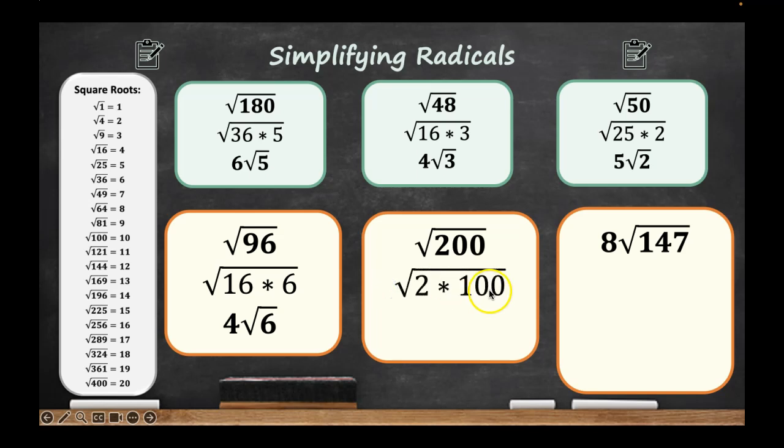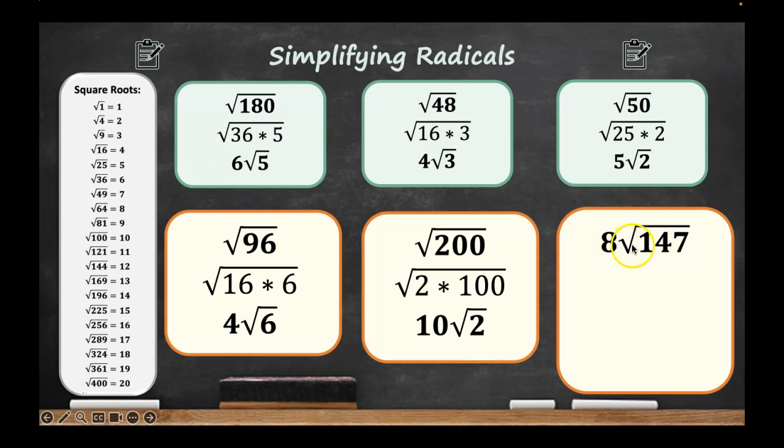We know the square root of 100 is 10, so I can rewrite this as 10 square root of 2. And where the 2 comes from: I keep dividing until I get a whole number, which shows me that that perfect square can go into that number evenly. When I divide 200 by 100, I get 2. So that means 100 times 2 is 200. So that's how I rewrote 200.